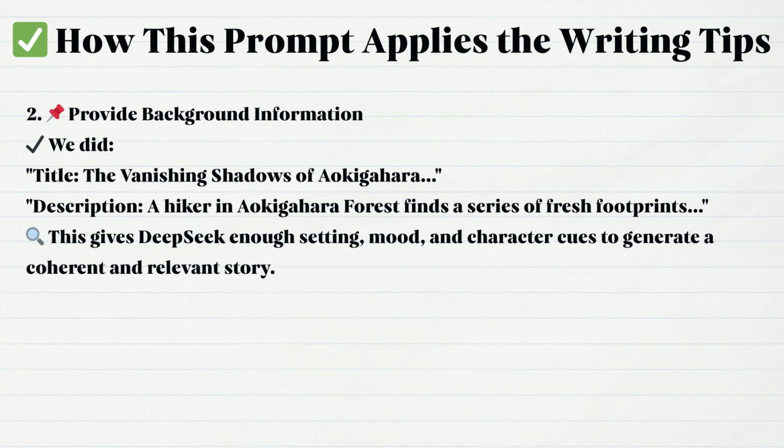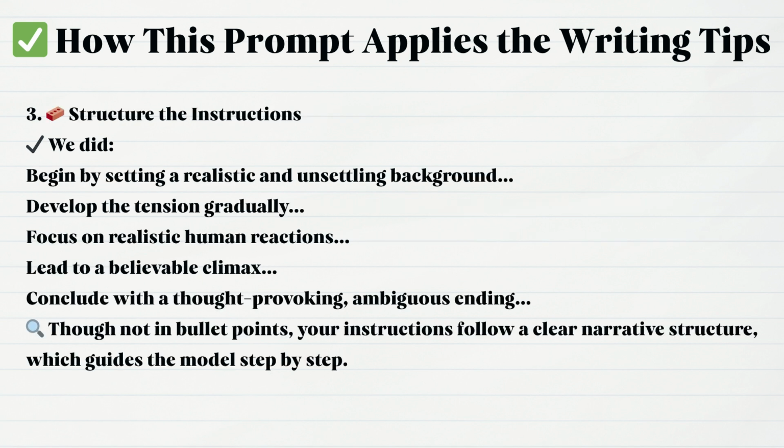For the second point, provide background information. What we did is that we told him the title, and we also provided description for that horror story title. So this will give DeepSeek enough settings, mood, and character cues to generate a coherent and relevant story. And for the third one, structure the instructions. What we did is we begin by setting a realistic and unsettling background, develop the tension gradually, and focus on realistic human reactions. So although they are not in bullet points, my instructions follow a clear narrative structure which guides the model step by step.